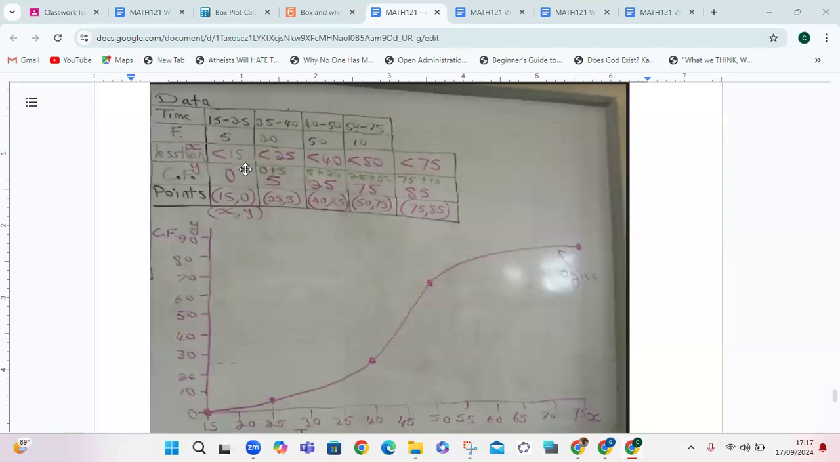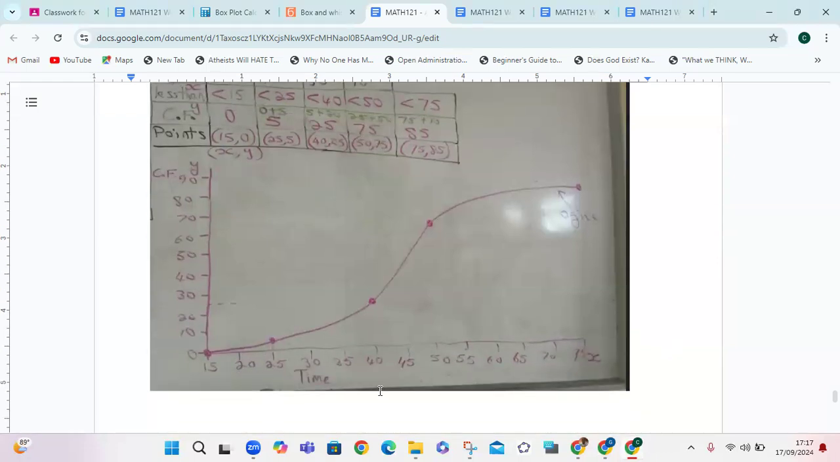Then you create points. The x coordinate will be the less than, the y coordinate will be the cumulative frequency: 15, 0; 25, 5; 40, 25; 50, 75; 75, 85. These are the points. You create your x-axis and your y-axis. Our x-axis is time. Our y-axis is cumulative frequency.